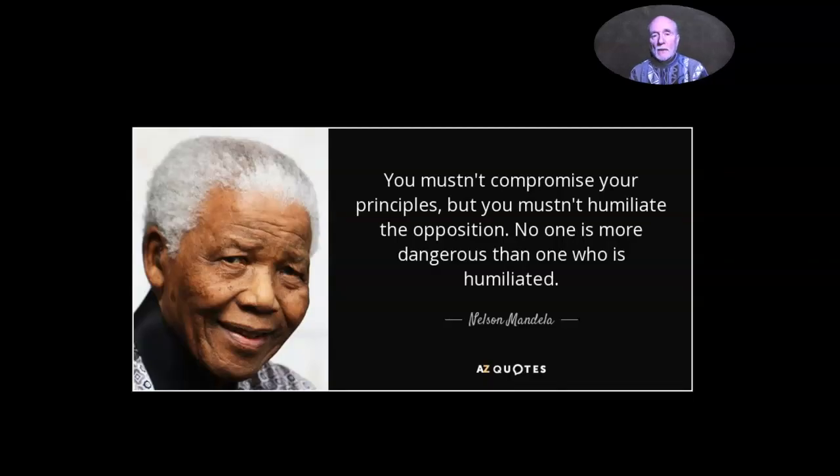Nelson Mandela, certainly a highly principled man, said, "You mustn't compromise your principles, but you mustn't humiliate the opposition. No one is more dangerous than one who is humiliated." Nelson Mandela and Bishop Tutu created the Truth and Reconciliation process in South Africa following the end of apartheid. And that process epitomizes being principles-driven by principles-driven leaders.